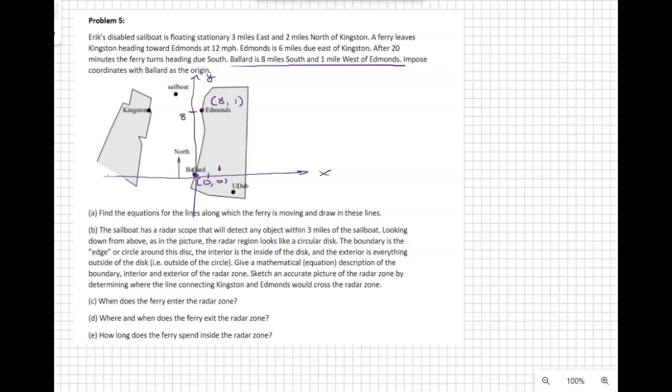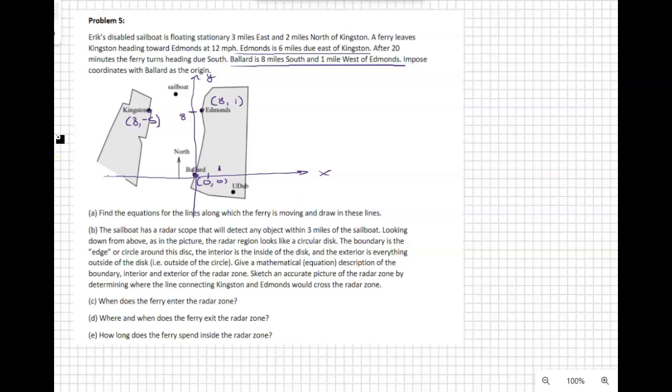Do we know where Kingston is? Edmonds is 6 miles due east of Kingston. So that means this is 6 miles between them. So Kingston is at 8 and -5. Okay. Let's see where the sailboat is.